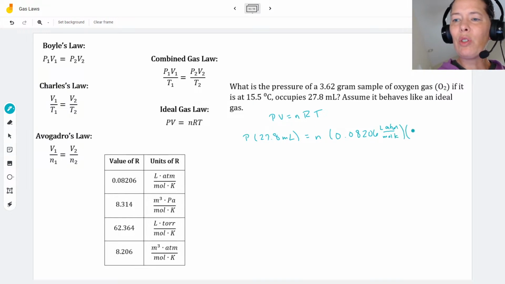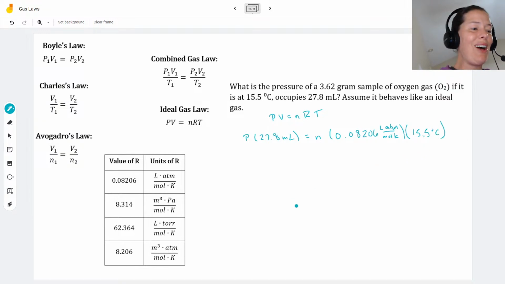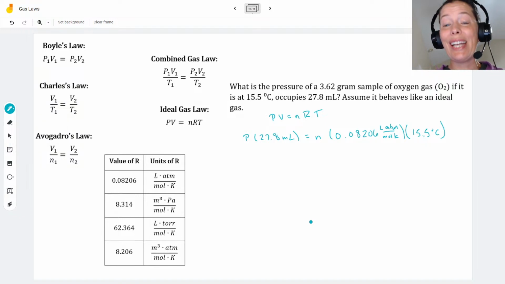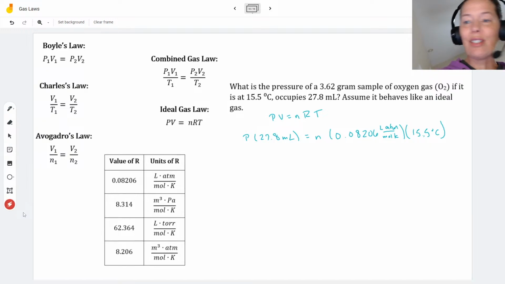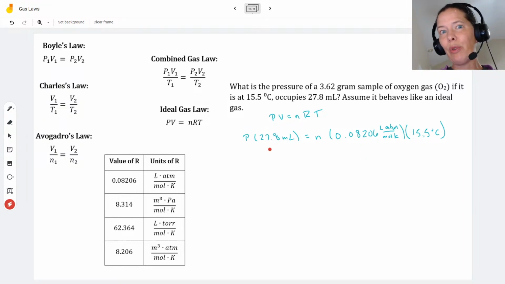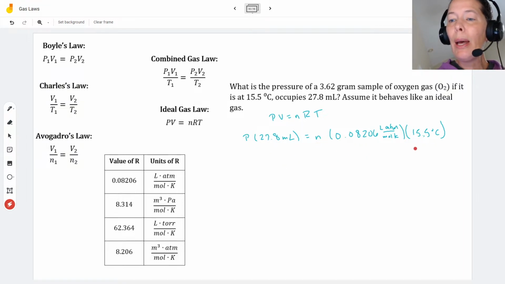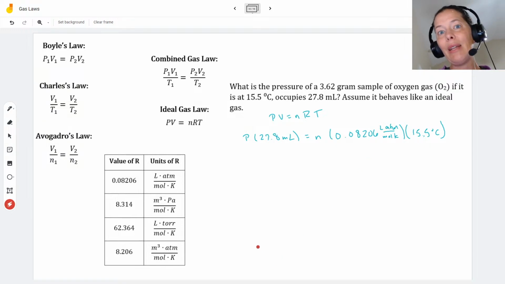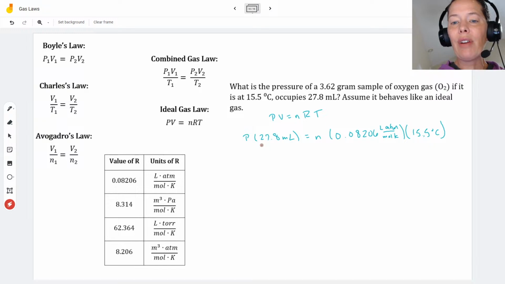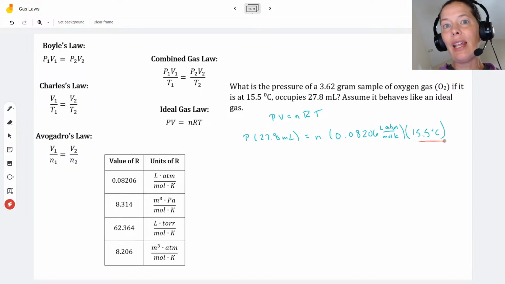And then we're given a temperature of 15.5 degrees Celsius. And I know you guys are already saying, Celsius, you need to convert to Kelvin. And yes, we do need to convert to Kelvin. But there's something else that I want to point out as well. Right now we have two variables, so we're going to need to figure out at least one of those. I've got my Celsius, which needs to be converted to Kelvin, but also I have my volume in milliliters, and my R is telling me I need my volume in liters. So I actually have two different conversions to make: milliliters and Celsius.